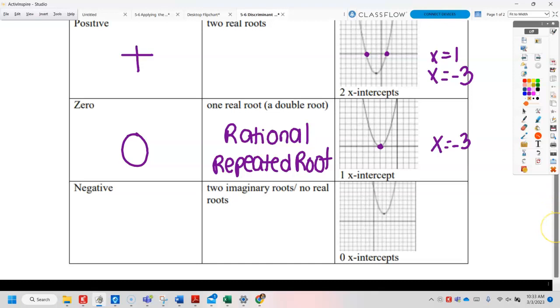If your discriminant value is negative, then these are two non-real solutions. We identify them as imaginaries. That means my answer will eventually have an i, and it means the graph never crosses the x-axis. So I have no x-intercepts, or 0 x-intercepts. All right, that is the graphical analysis. That's what it looks like graphically.